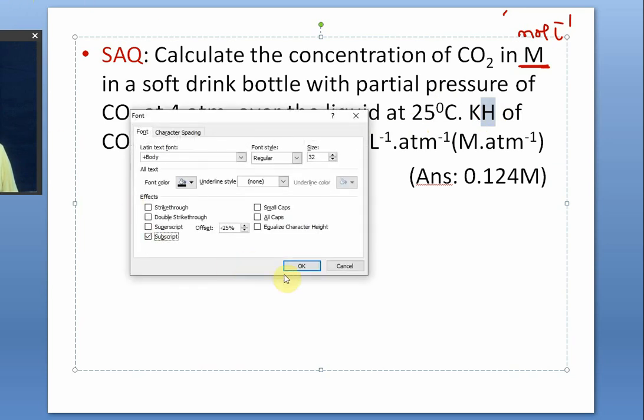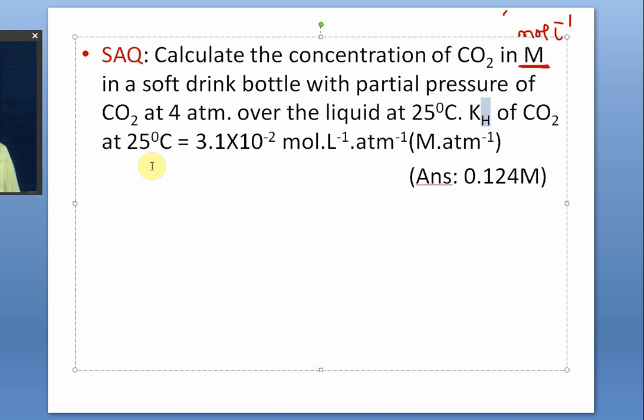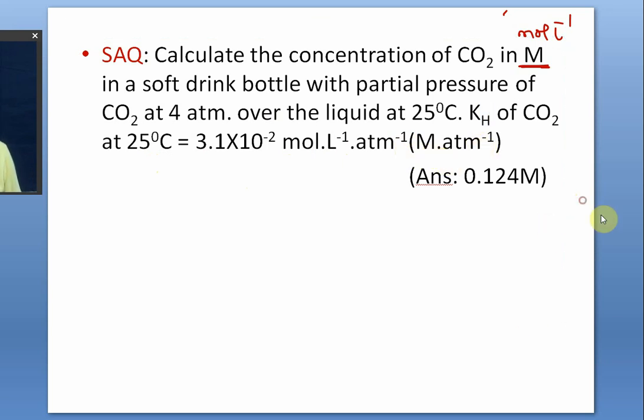KH, I have forgotten to make a lower subscript. It's okay. KH for carbon dioxide at the same temperature is 3.1 into 10 to the minus 2 moles per liter per atmosphere, or capital M atmosphere inverse. So undoubtedly you will be using the second form of the Henry law, using solubility first. Solubility is equal to KH, the Henry law constant, into the pressure.